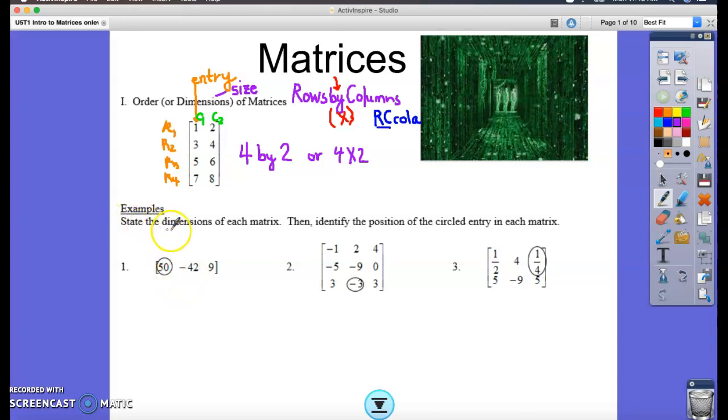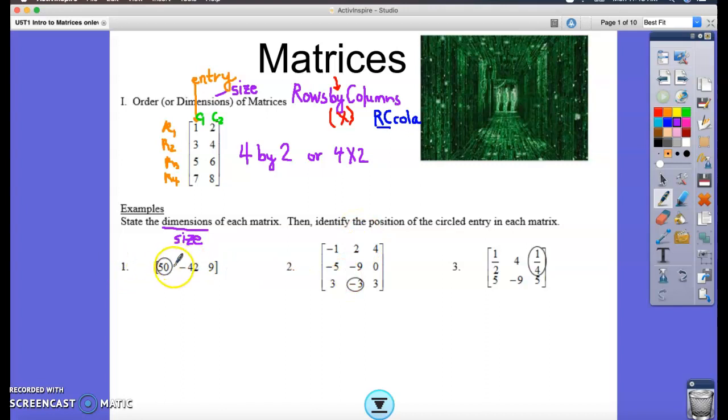So, examples, state the dimensions. Again, dimensions means the size, blank by blank. Dimensions are the size, 2 by 4, whatever the heck it is. Okay, then identify the position of the circled entry in each matrix.